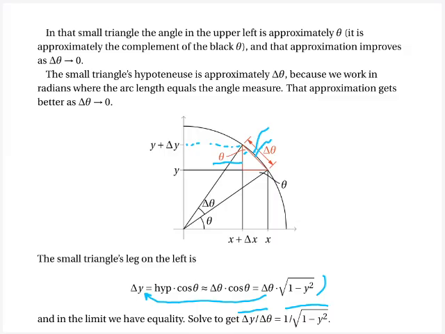Okay, so it's really pretty much the same argument, except that it's more of the kind of argument that a person is familiar with from high school geometry class. Although the approximation improves as delta theta goes to 0, is kind of a less familiar argument.